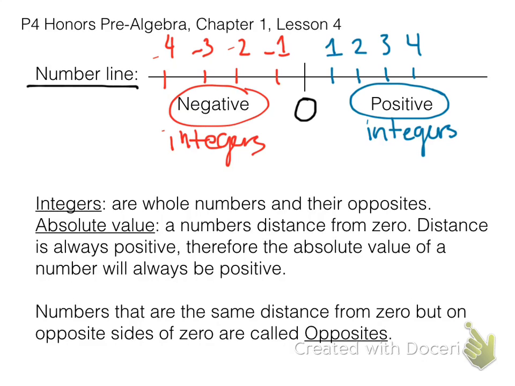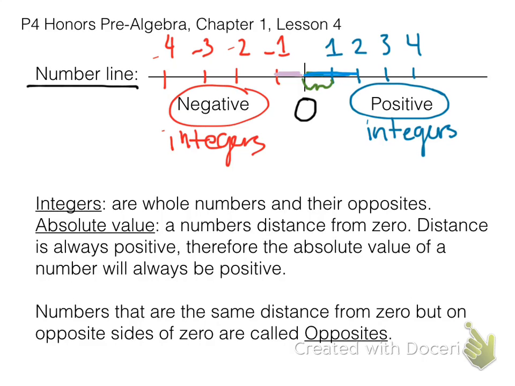Absolute value, this should hopefully be reviewed, is how far a number is from 0. So if we were to look at 1 and I asked you what the absolute value of 1 is, the absolute value of 1 is 1, because 1 is 1 unit from 0, whereas 2 is 2 units from 0. But the same thing can be said for the negative integers. Negative 1 is 1 unit from 0, therefore the absolute value of negative 1 is 1.